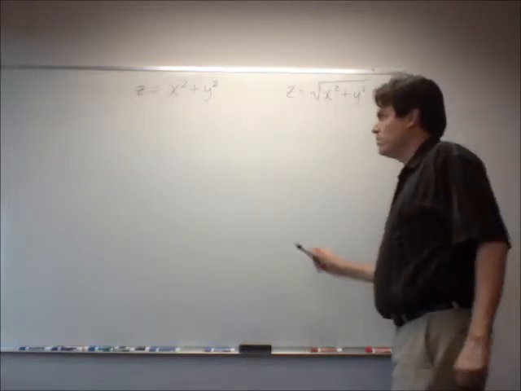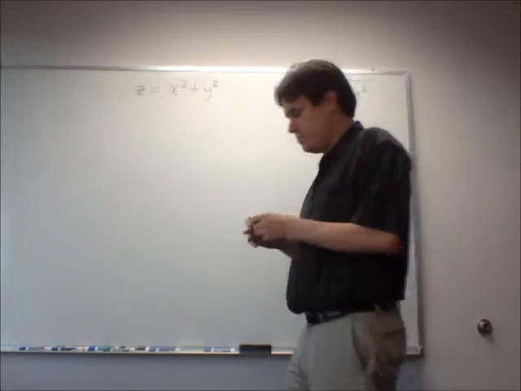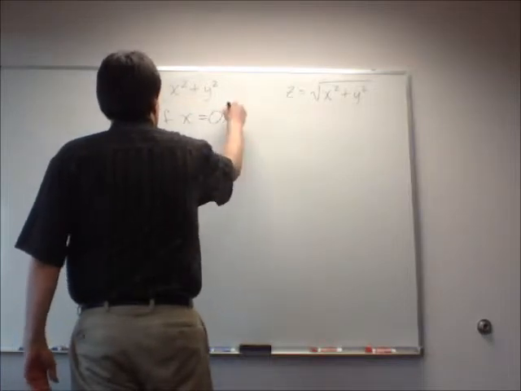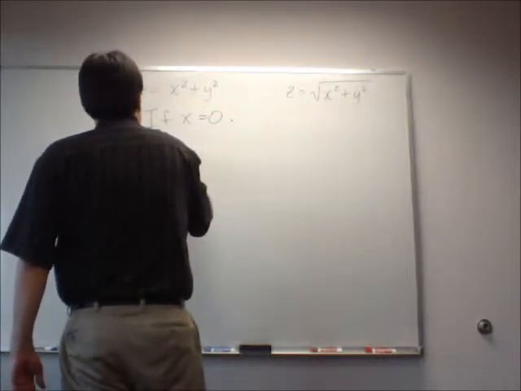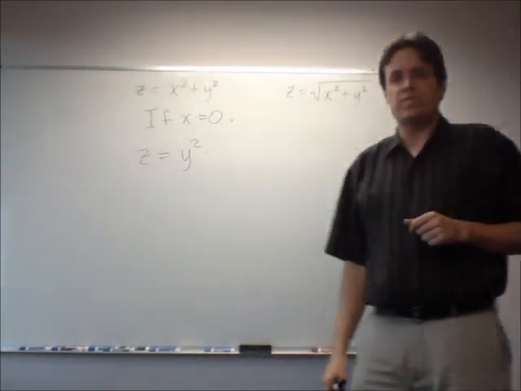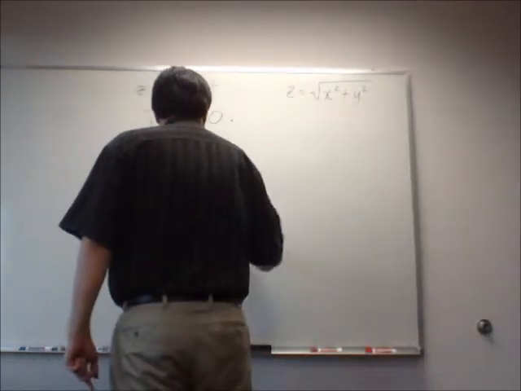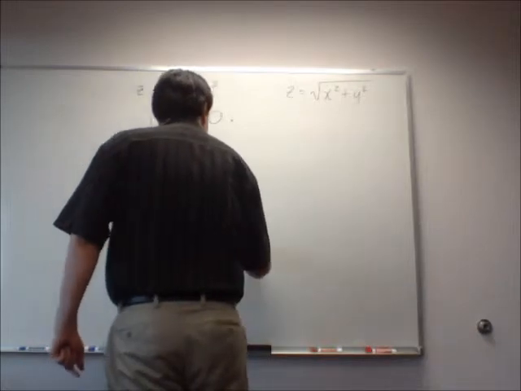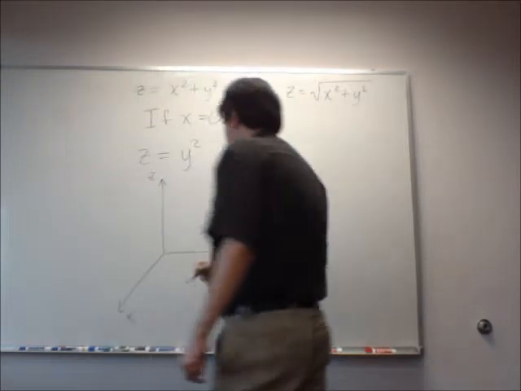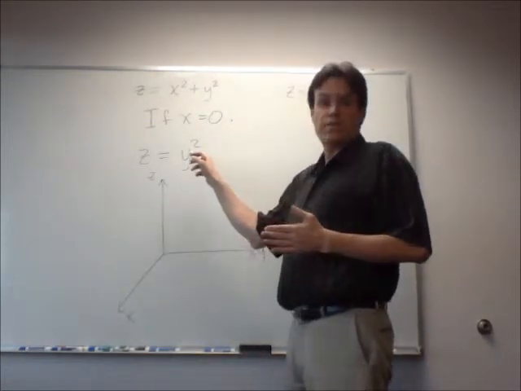I'm going to take one of my variables, let's say x, and set it equal to 0 and see what happens. If x is 0, then I get, for this equation, z equals y squared. Immediately that tells me something about the shape of this graph, because I know that if I draw my coordinate space, this is y, this is x, this is z. I know that when x equals 0, that is when I'm in the yz plane, my graph looks like a parabola.